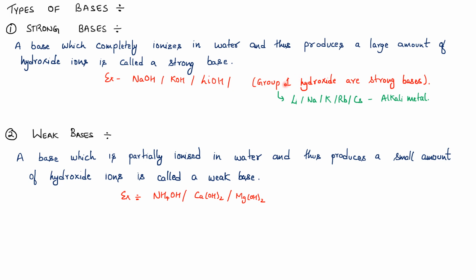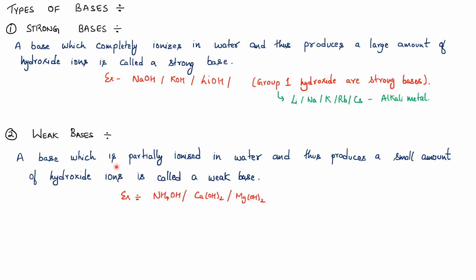Okay, all the hydroxides of group 1 elements. What are group 1 elements? They are known as alkali metals: lithium, sodium, potassium, rubidium, cesium, francium. And their hydroxides are considered strong bases. Why? Because they completely ionize in water and produce a large amount of hydroxide ion.